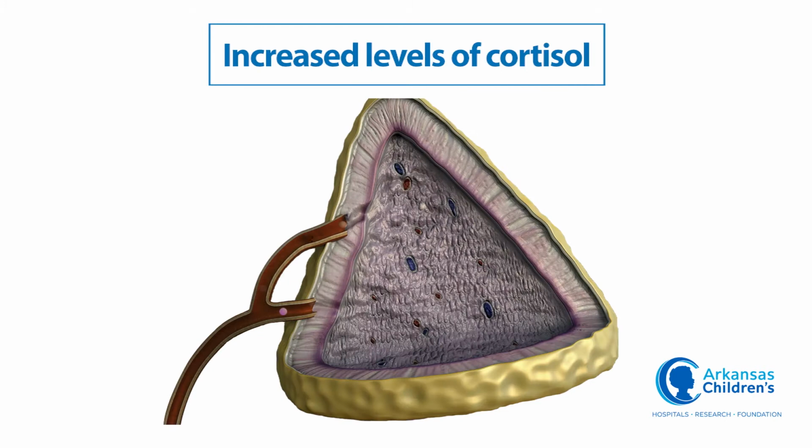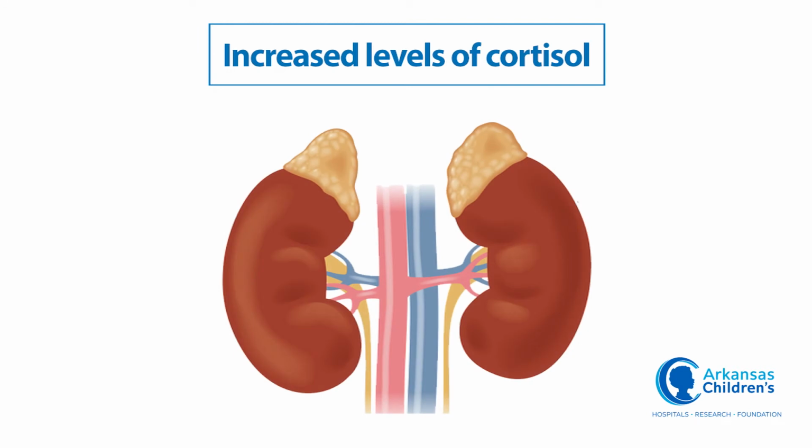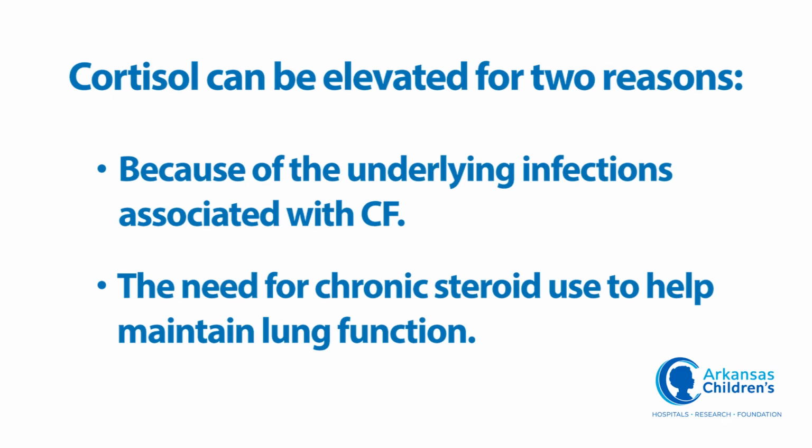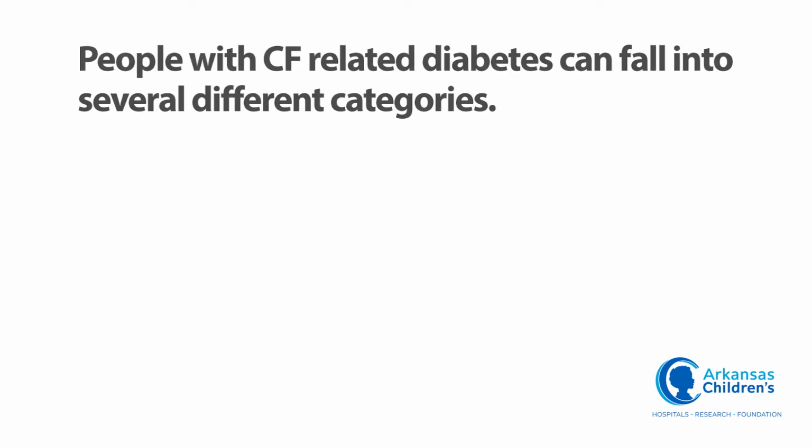The last contributing cause to CF-related diabetes is increased levels of cortisol, a steroid produced in the adrenal gland, an organ just above your kidney. Cortisol can be elevated for 2 reasons. 1, because of the chronic underlying infections associated with CF, and 2, the need for chronic steroid use to help maintain lung function. People with CF-related diabetes can fall into several different categories.